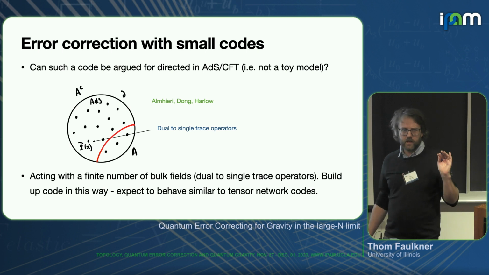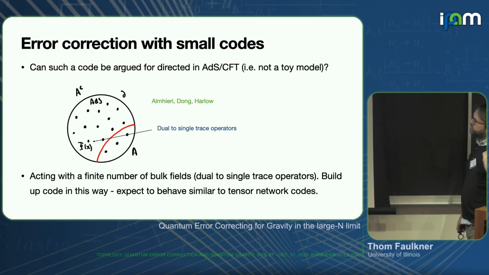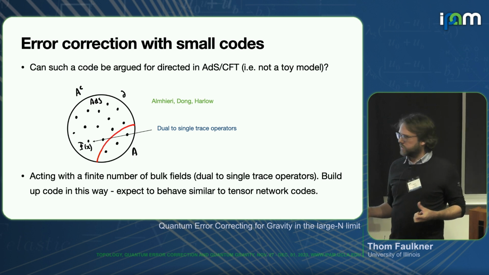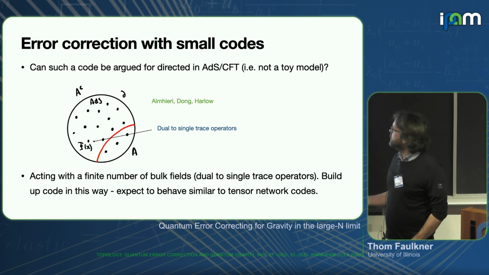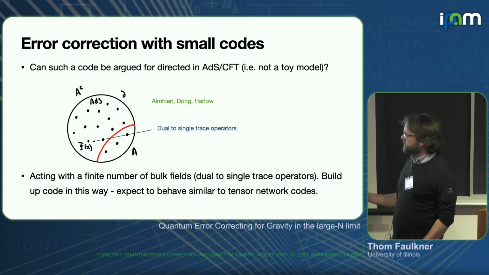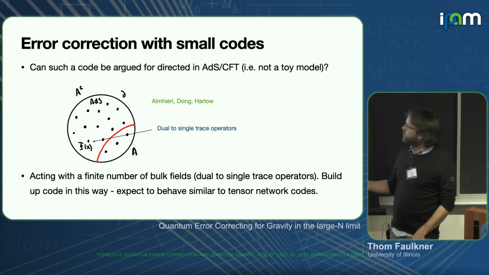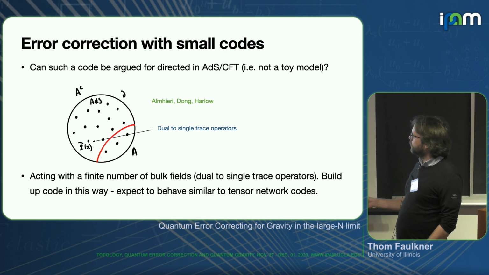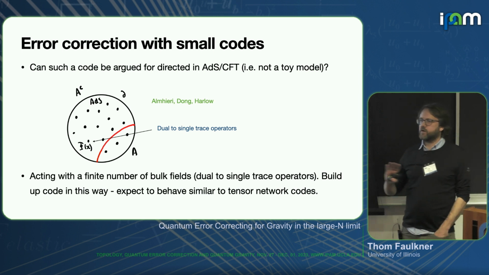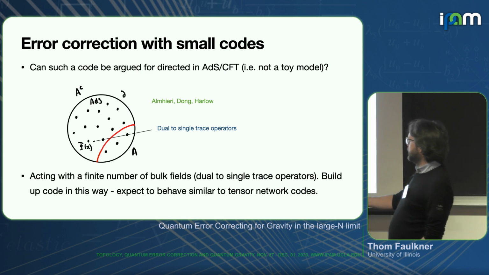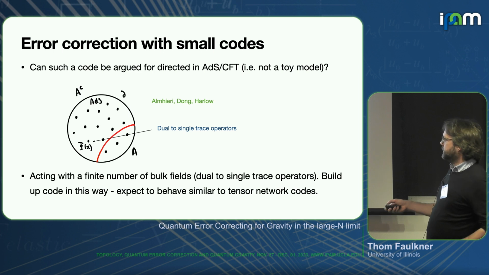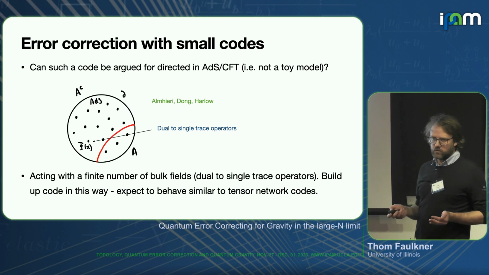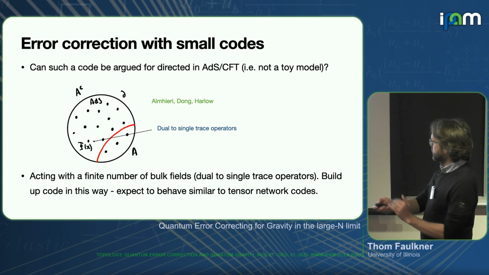Now, this was a toy model. However, you can try to get this directly from AdS/CFT. And this was in the original paper where quantum error correction was introduced into AdS/CFT. The essential idea was to take some states, for example the vacuum state, and act with operators that you can reconstruct in the bulk easily using the full boundary, and then use that to construct a very small code subspace. So we act with a finite number of bulk fields, and we build up a code in this way. And in this way, you expect a very similar behavior to the tensor network codes that I was just describing.